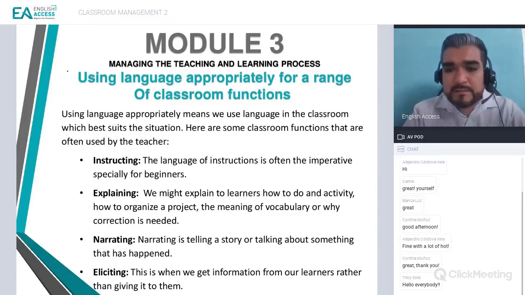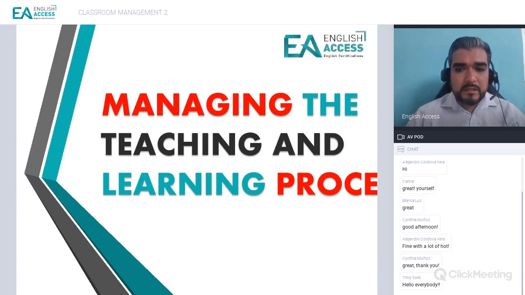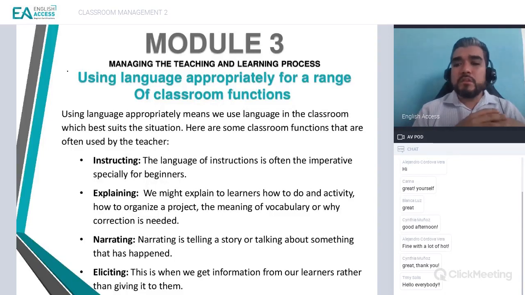Today we're going to get started. First of all, we are going to review a little bit about what we did, right? So just to remind you, we are working on managing the teaching and learning process, right? On the previous session, we were talking about the language the teachers should use with the students, right? We talk about what is appropriate and what is not appropriate. We said that it is important to be formal, but it is also important to grade our language at the level of our students, right?